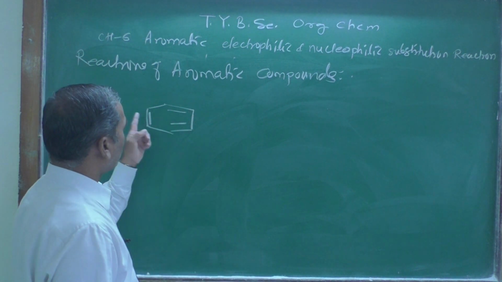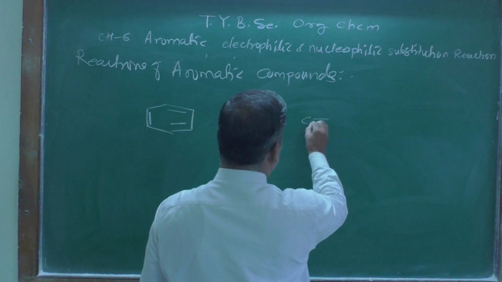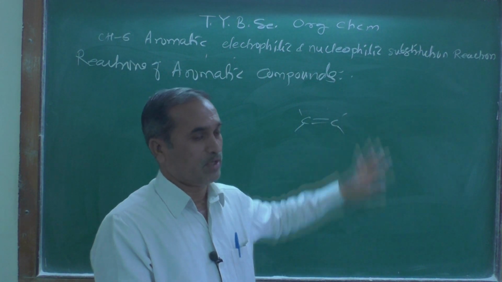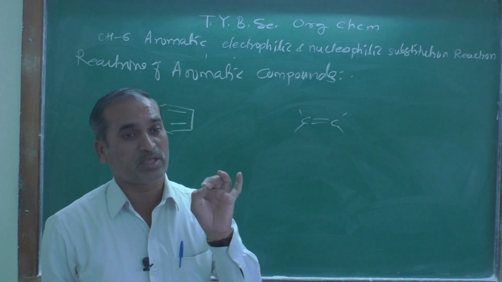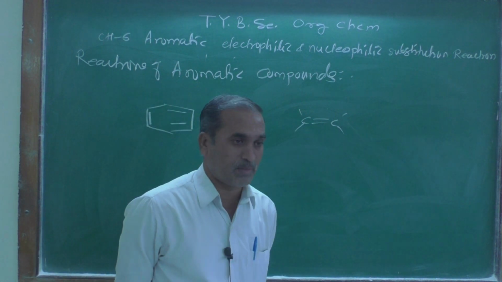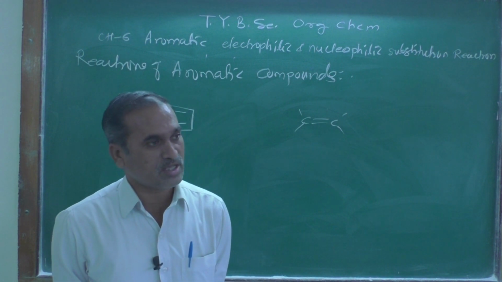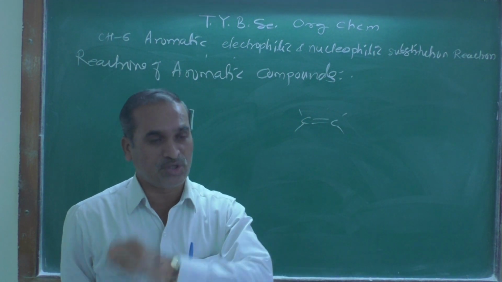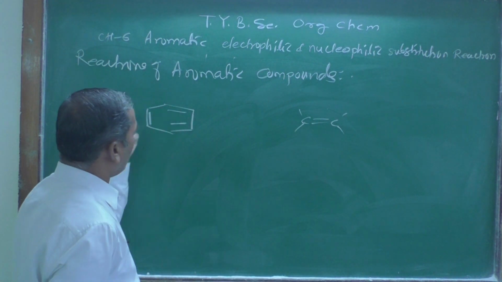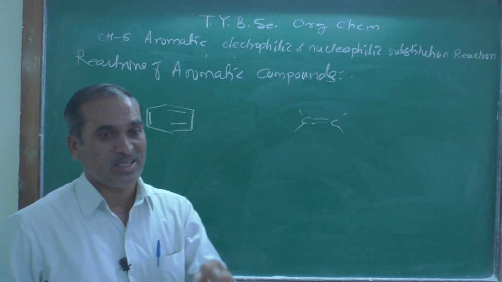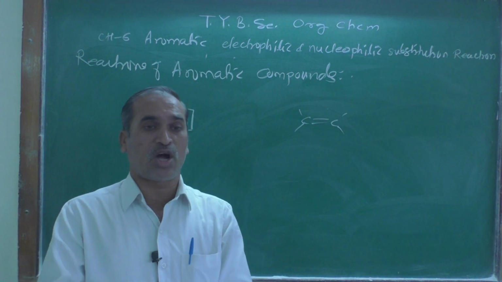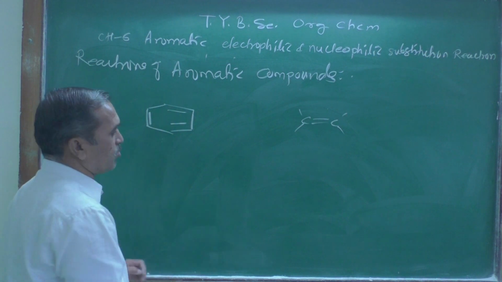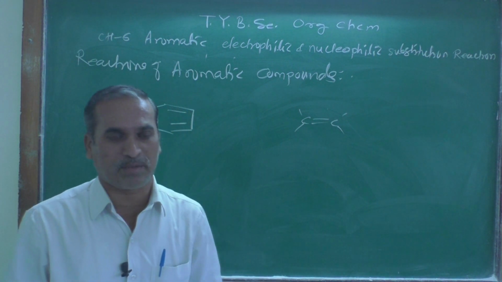Now if you look here, carbon-carbon double bonds are there. As we know, if a carbon-carbon double bond is there, this is also unsaturated. And this is an aliphatic compound, and its characteristic is that it undergoes addition reaction, because carbon-carbon double bonds are there. The characteristic reaction of an unsaturated compound is addition. But this compound, even though benzene is unsaturated in nature, does not undergo addition reaction. What is the reason? Benzene does not undergo addition reaction, even though it contains a carbon-carbon double bond.